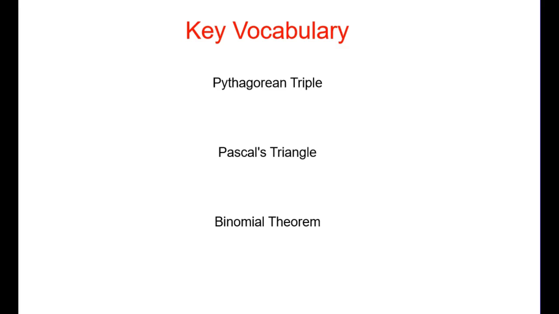Key vocabulary and things to refer to in this lesson: Pythagorean triple. A Pythagorean triple is three integers that satisfy the Pythagorean theorem. So if we can plug in three integers that make the Pythagorean theorem a squared plus b squared equals c squared true, then those three integers form a Pythagorean triple. Talk about Pascal's triangle. We're going to use that for the coefficients of a binomial expansion, and the binomial theorem itself tells us how to expand a binomial.